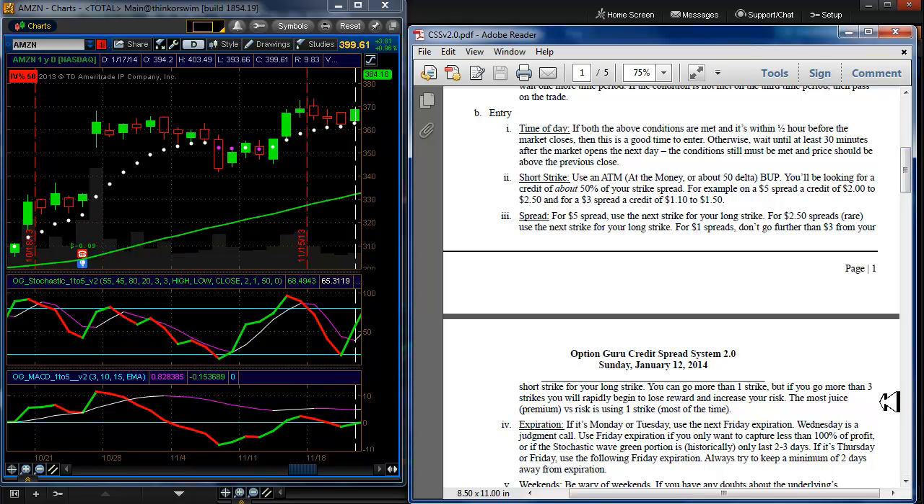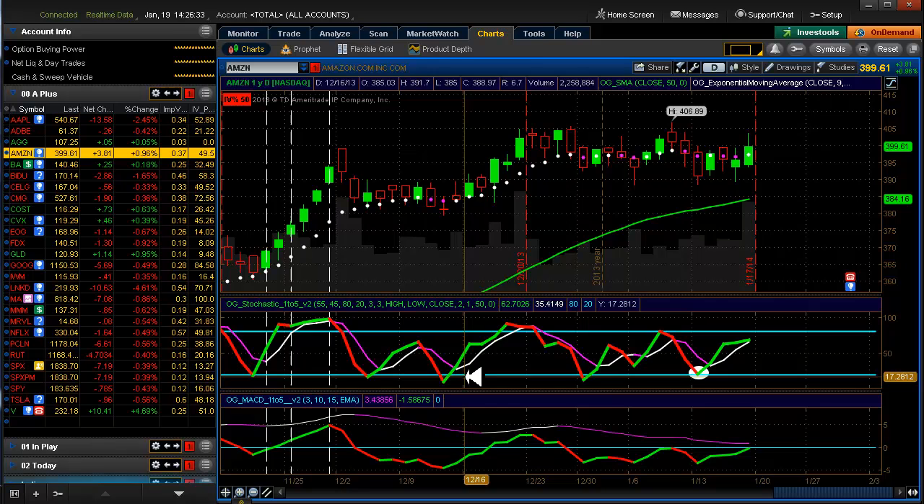You can go more than one strike, but if you go more than 3 strikes, you'll rapidly begin to lose reward and increase your risk. The most juice or premium versus risk is using one strike most of the time. I very rarely see it any different than that. All right, so let's take a look at that, and I'll tell you what I'm talking about there.